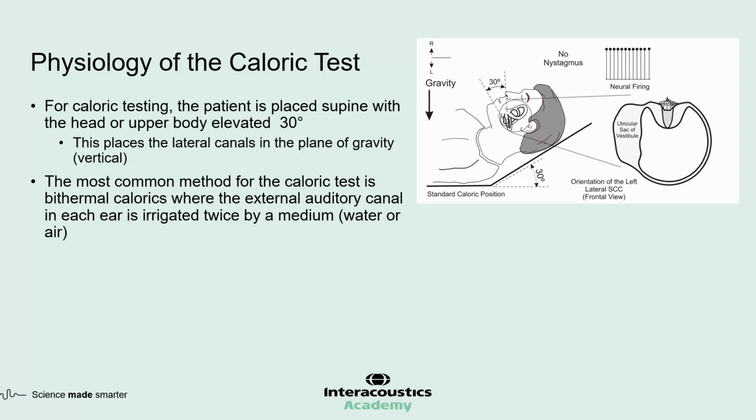The most common method for the caloric testing is the bithermal calorics, where the external auditory canal in each ear is irrigated twice, once by a medium which is slightly higher temperature than the normal body temperature, and once with a medium that's slightly cooler than the normal body temperature.